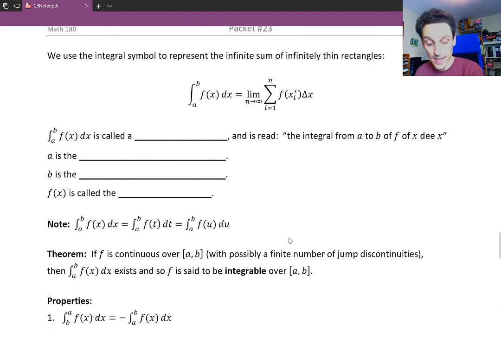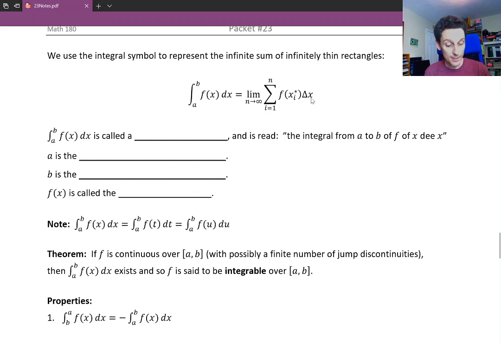Now we're going to use the integral symbol, it turns out, which is adding to the mystery, to represent the infinite sum of these infinitely thin rectangles. The infinite sum of the areas of these infinitely thin rectangles.